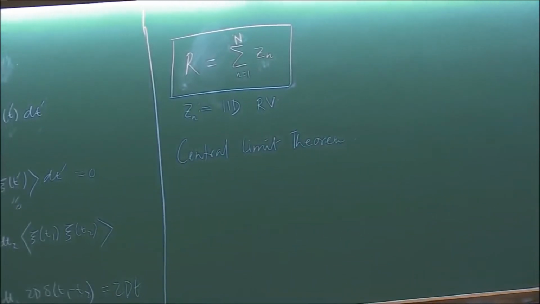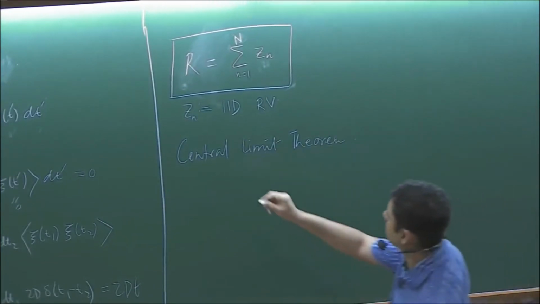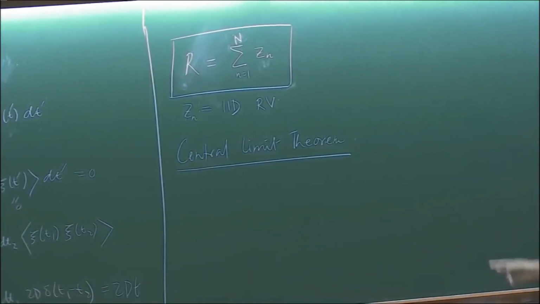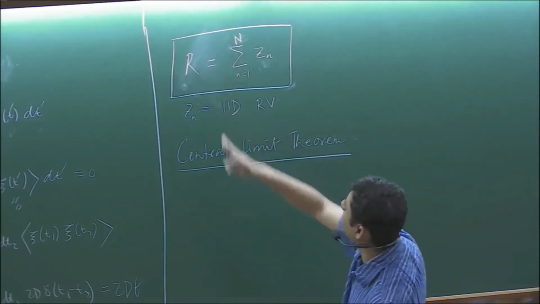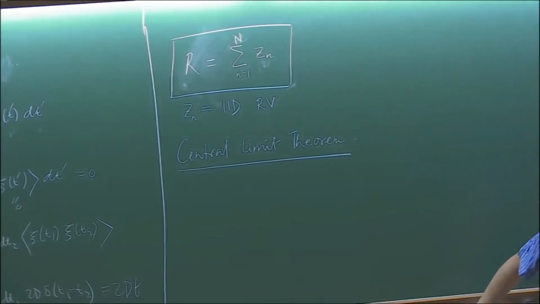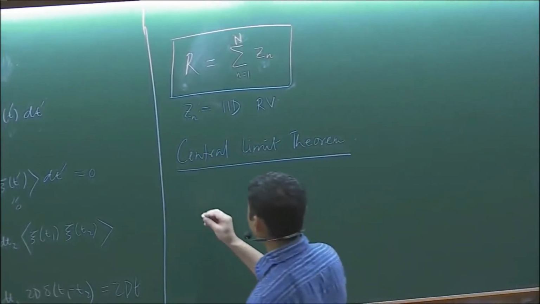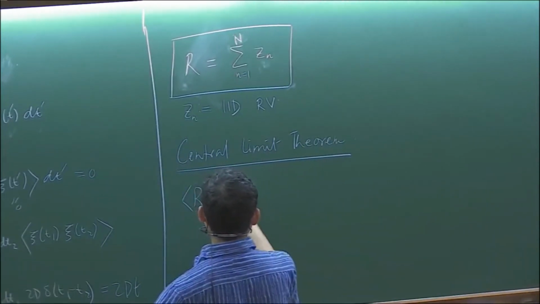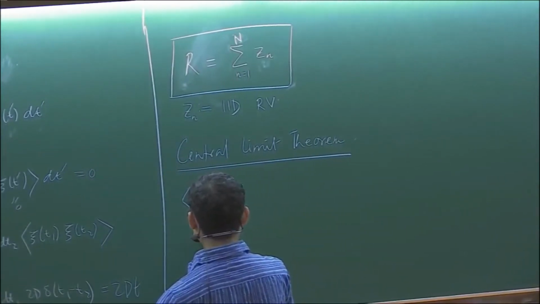So this is what we are going to prove now. Again, I am going to first look at the variance of this object. What is the mean of R? It is 0. So what is the variance of R? The mean of R is 0. What is the variance?